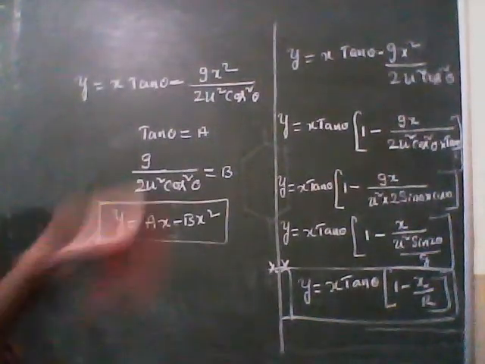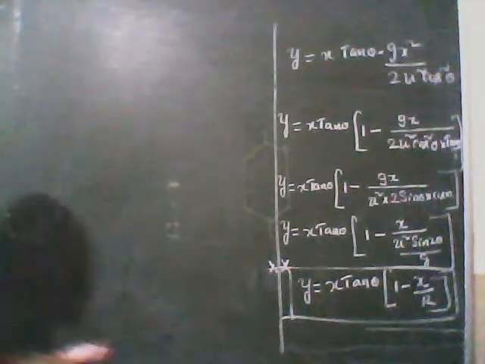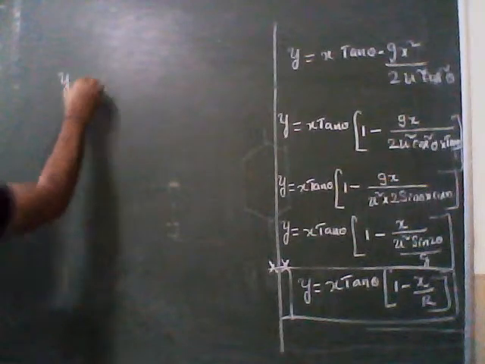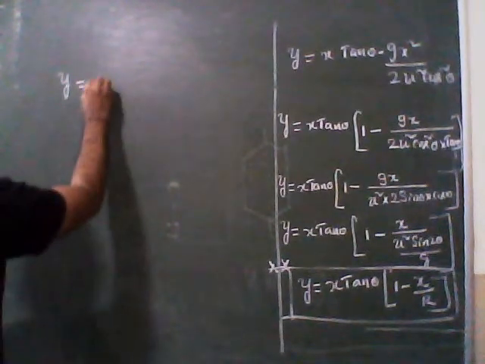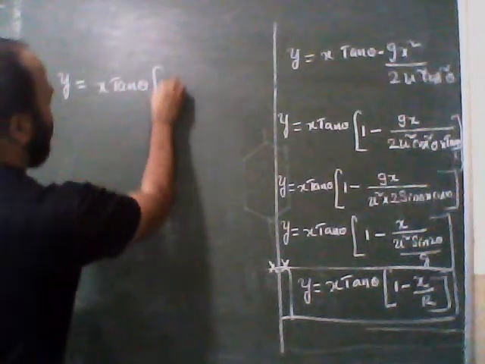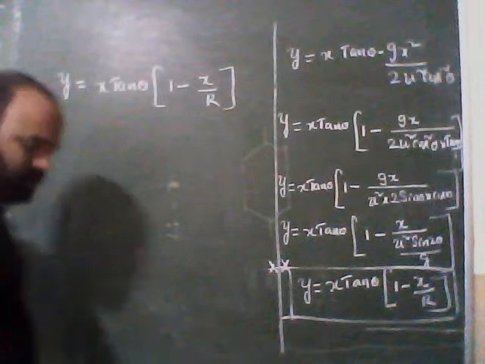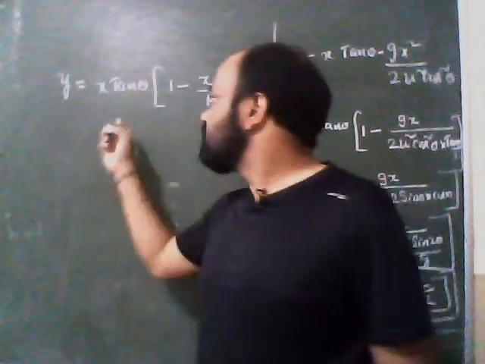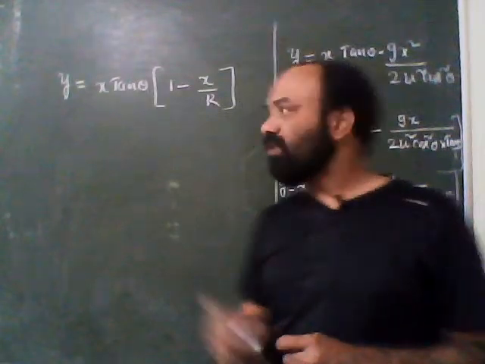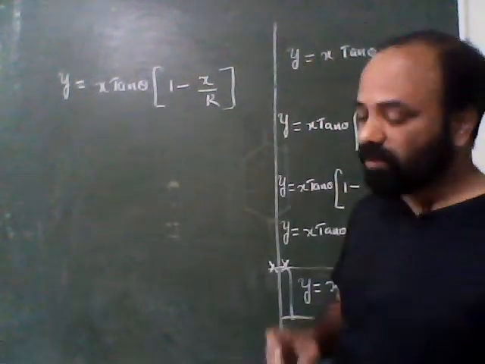That equation I will rewrite here. See, what is the final output we got here? y equals x tan theta common 1 minus x by R. This is one of the very important formulas to solve the problems. So what is the importance of this? See how to use this formula.